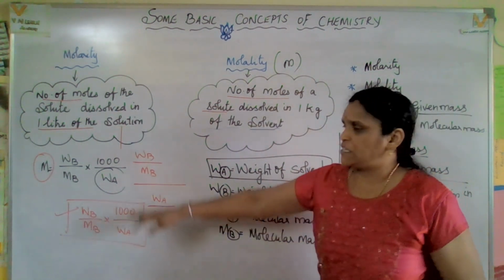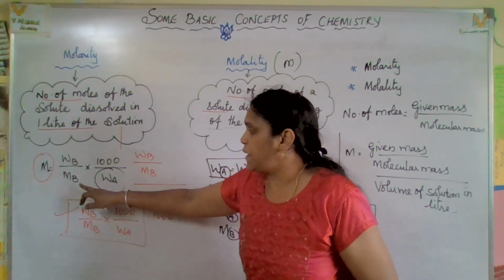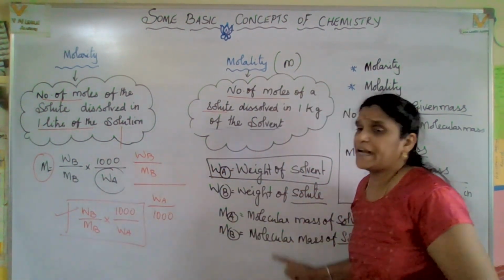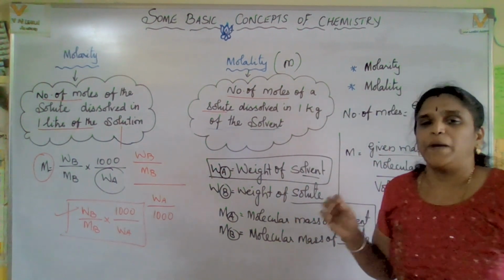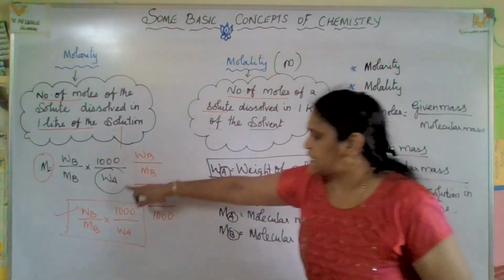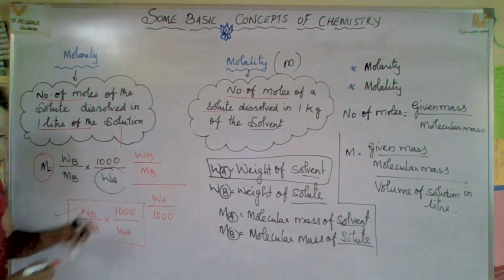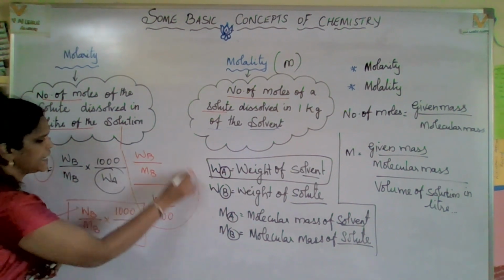Now come to this point. So this is that symbolic idea, WB by MB. I hope you got a clear idea about when you're reading. Please take that screenshot so that it will be easy to understand. Now next one, how do you get WB by MB into 1000 by WA? That is what I just put this idea for you.